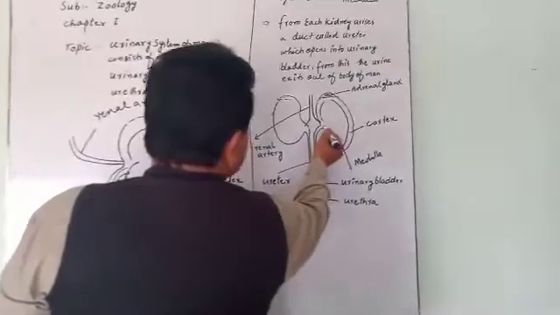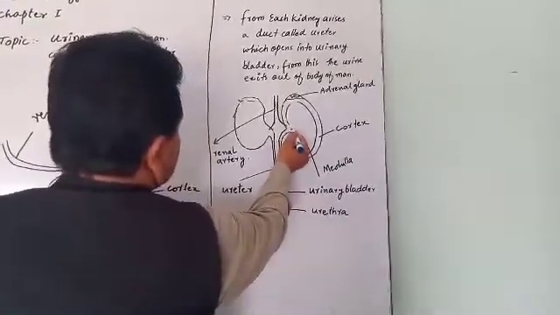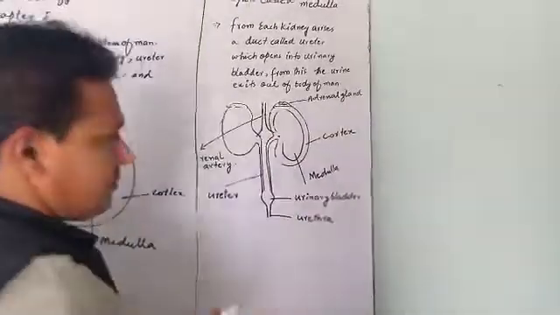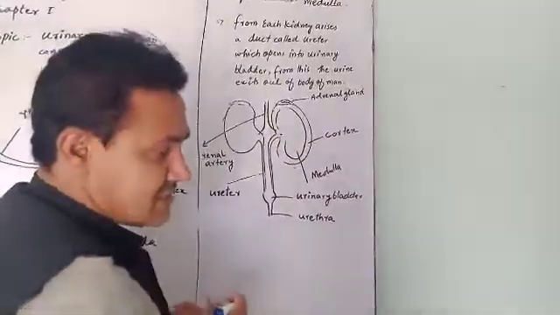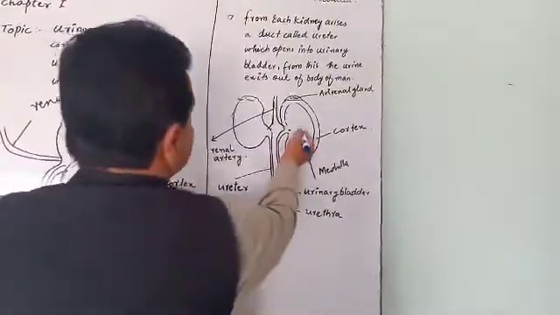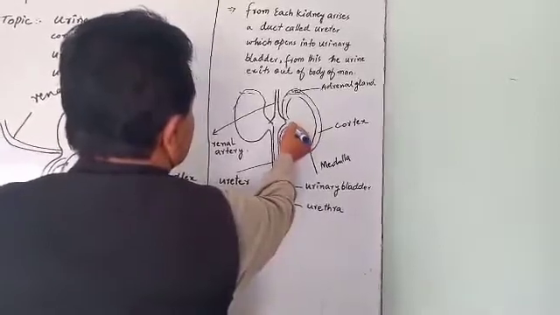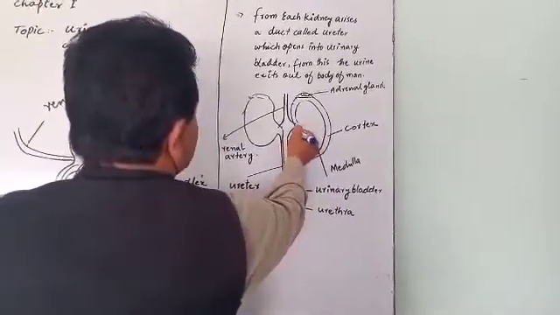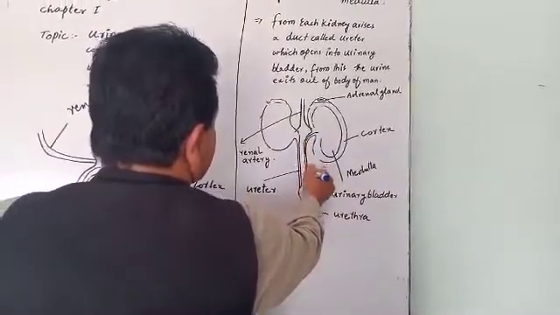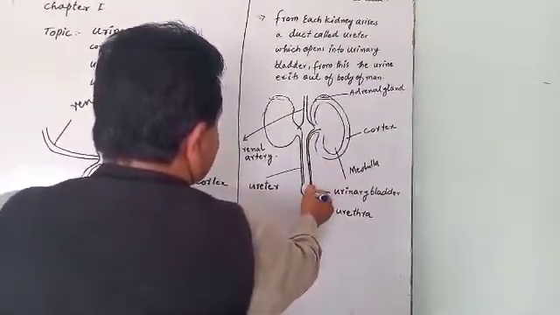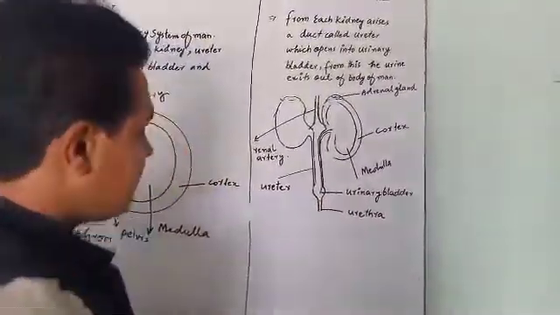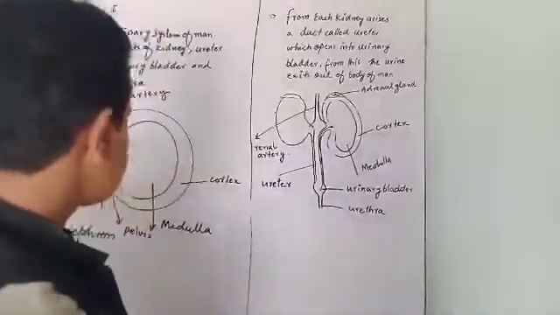Here you can see, here is the structure. It is called pelvis. When the blood is purified, urine is formed in the kidney, then it enters in the region called pelvis. From the pelvis it enters into the ureter. From ureter it enters into the urinary bladder. From urinary bladder it enters into the urethra, then out of body.